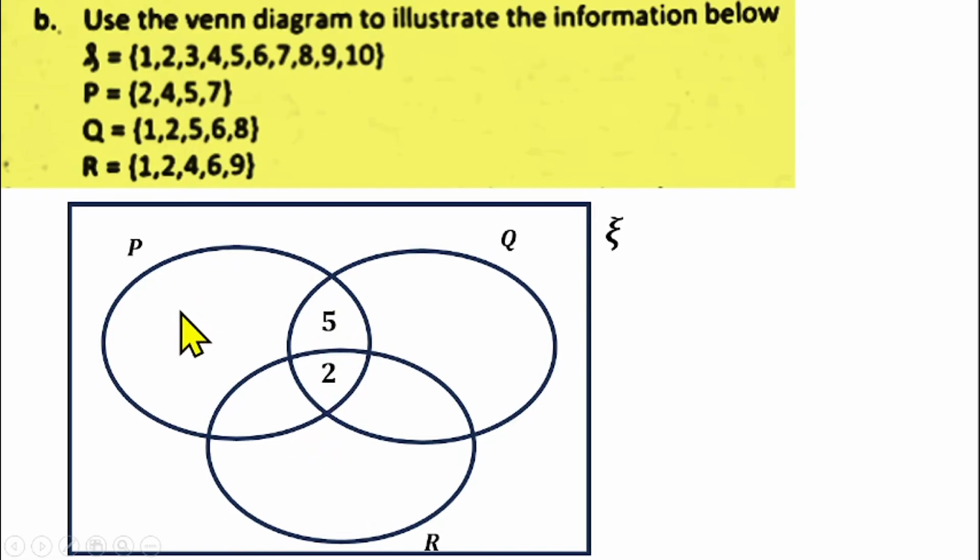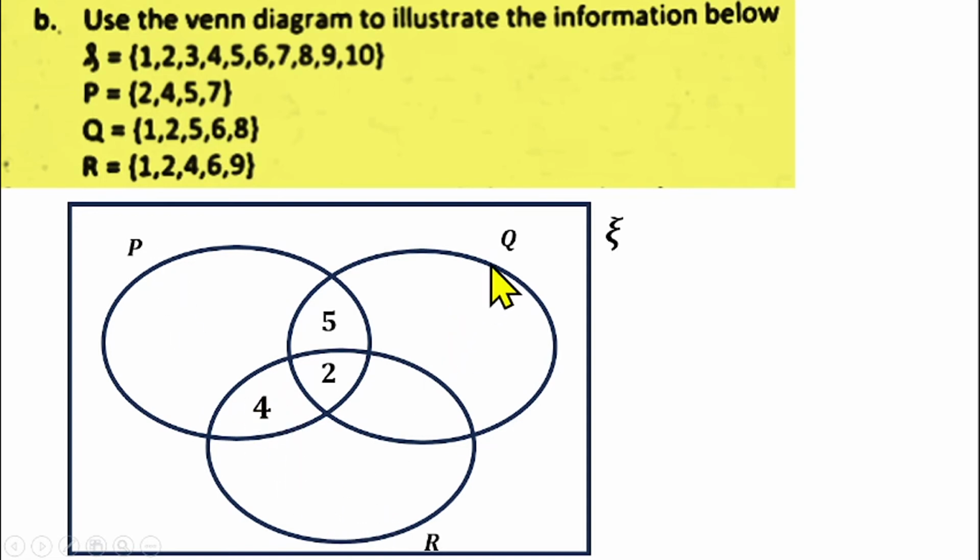Now let's look for what P and R have in common. P and R. This one, set P and set R, what do they have in common? 4 is here, 4 is here. I think that's all they have in common. So they have 4 in common. So P intersection R is 4.